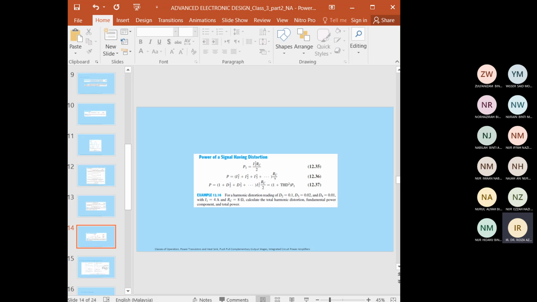Okay, so next we look at the power of a signal having distortion. So when distortion happens, the output power can be calculated for the undistorted signal. When distortion is present, the output power delivered to the load resistor RC due to the fundamental component of the distorted signal can be derived as P1 equals I1 power of 2 multiplied by RC divided by 2. And then we can get the total power.